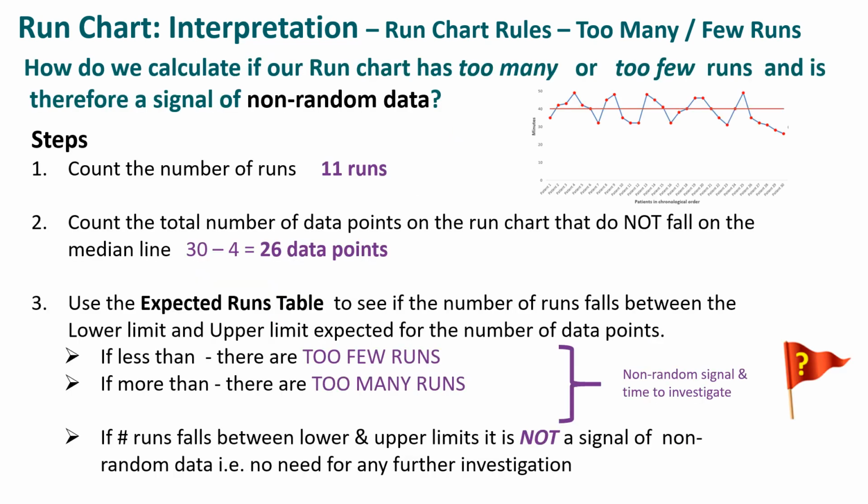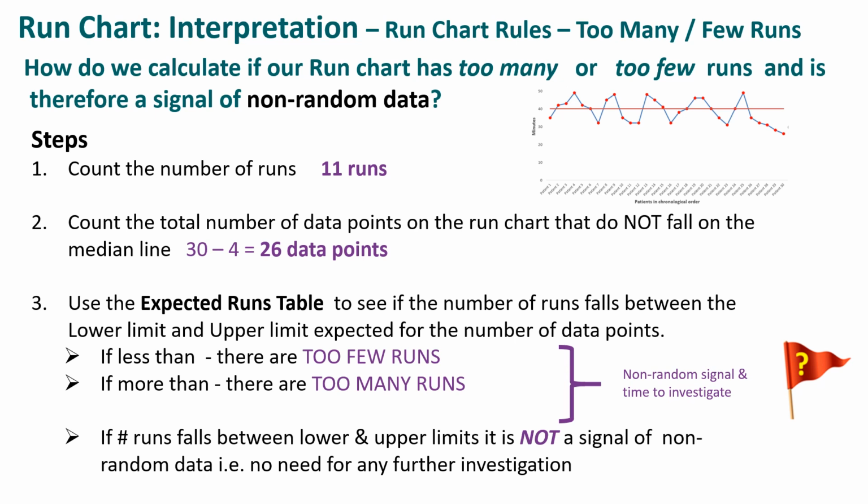So how do we do the calculation in our run chart to see if there's too many or too few runs? So step number 1, we count the number of runs, which we've done. We found there were 11. Then we counted the total number of data points on the run chart that do not fall on the median line. There were 26 data points.